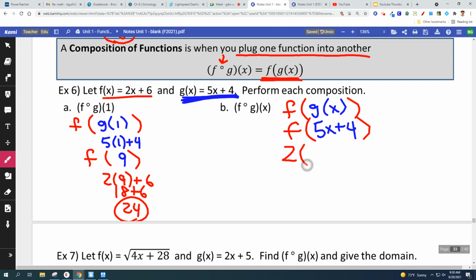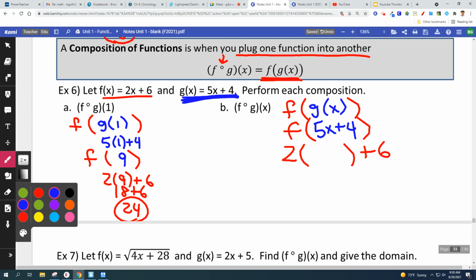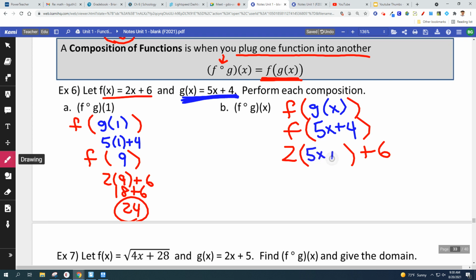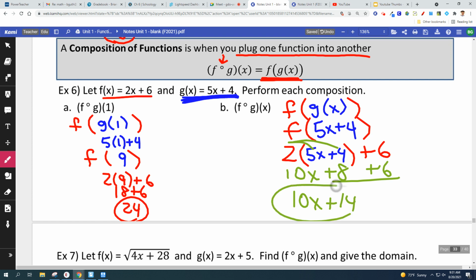So the f function says 2 times something plus 6. That's what f does. But we're plugging in 5x plus 4. It's weird. You're plugging a function into another function. At this point, it just becomes simple algebra. We're going to simplify. We're going to distribute and get 10x plus 8. Don't forget this plus 6 over here. Combine your like terms. That's going to be 10x plus 14. 10x plus 14. Questions on that?